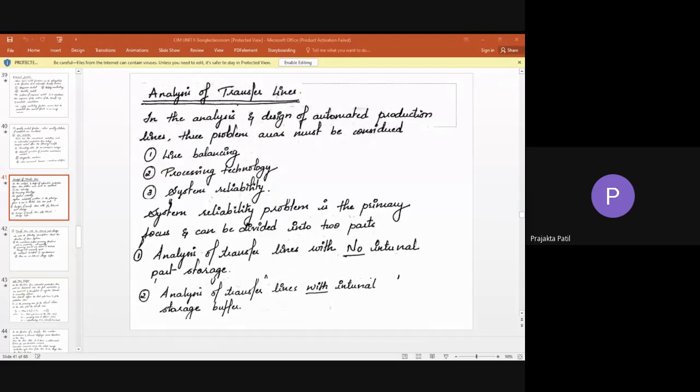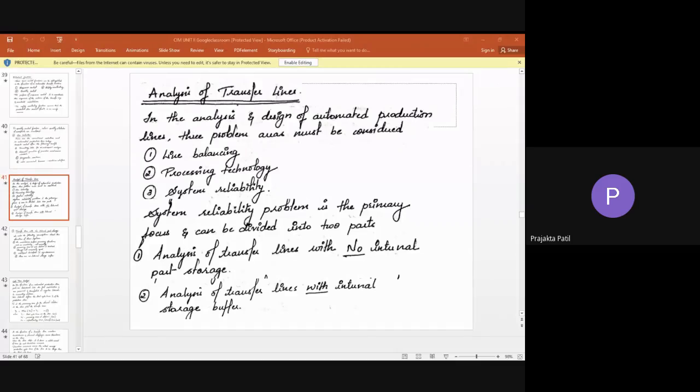So before we proceed to solving the problems, we first need to know what are the different equations that we will be using in order to solve the problem. Can you all hear me clearly? Yes, ma'am. Okay.